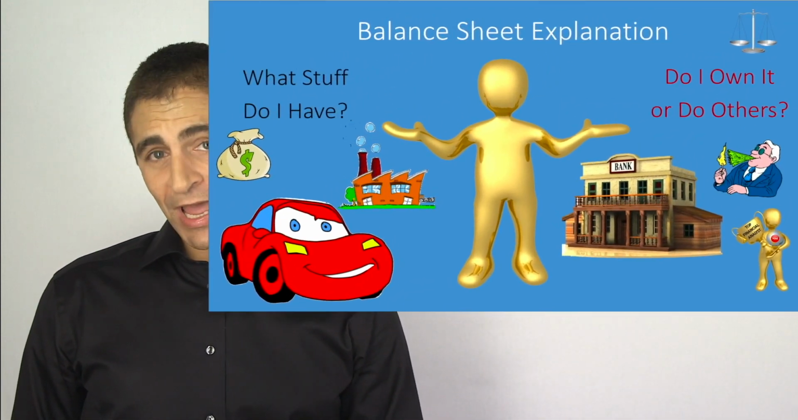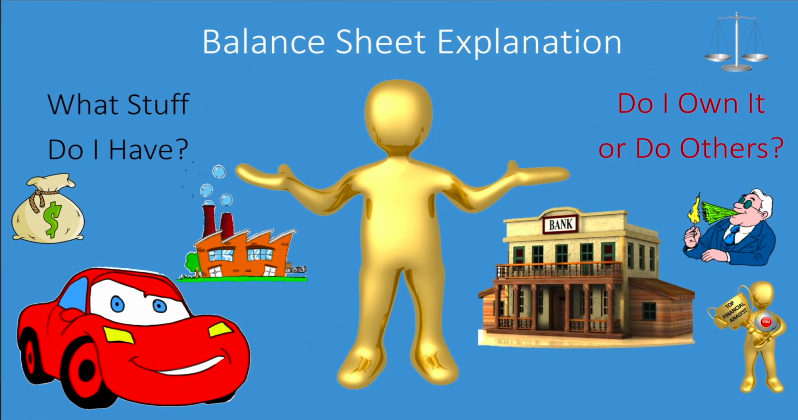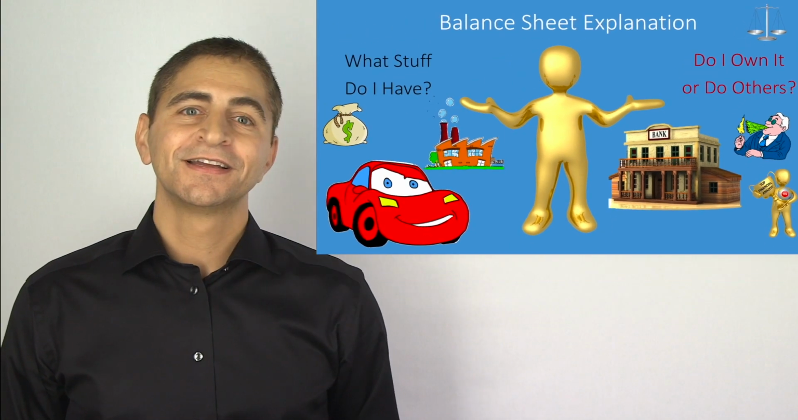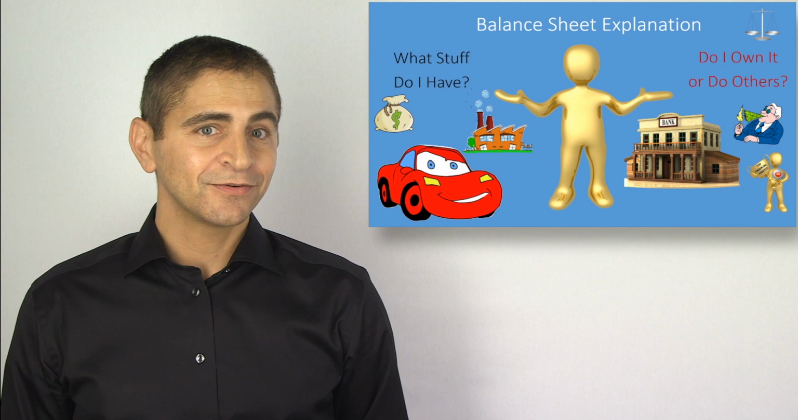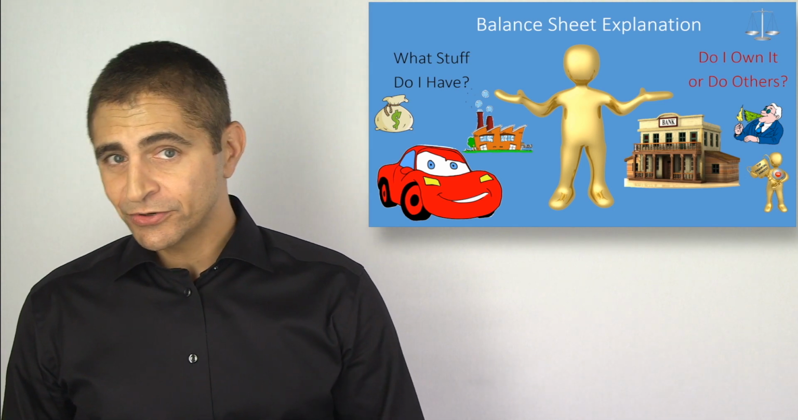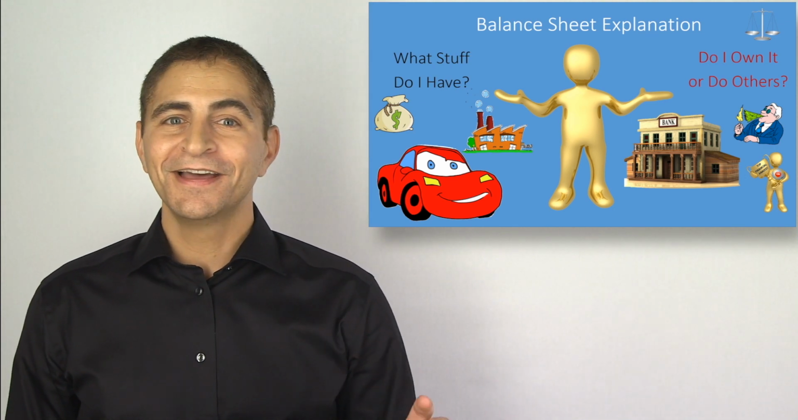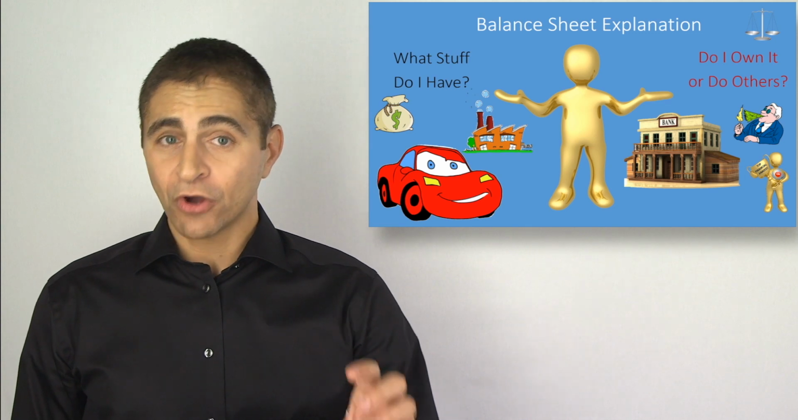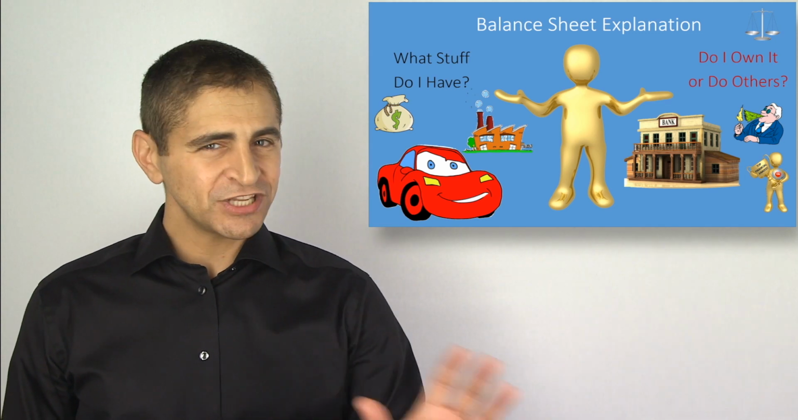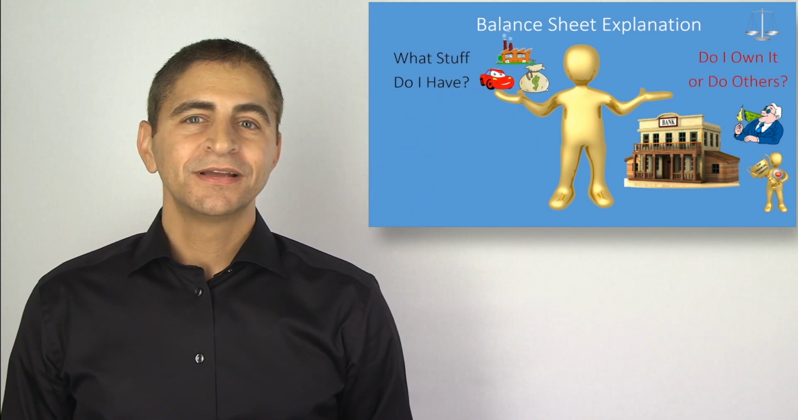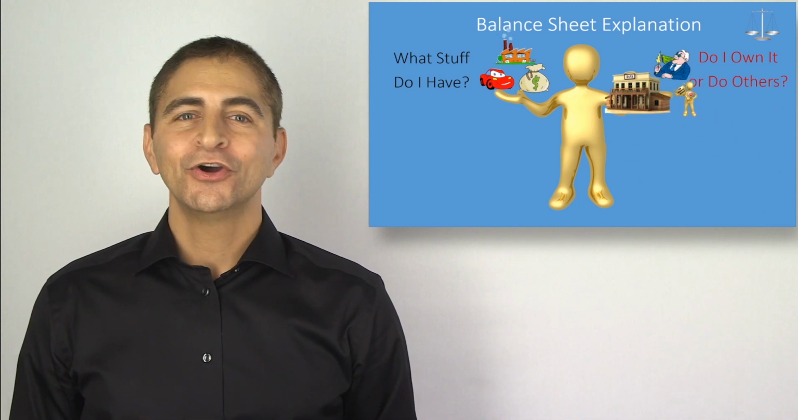So the stuff that you have is money, a factory, and a car. And in terms of who owns that stuff, it's either the bank, right? That rich dude smoking whatever it is he's smoking, and then you, okay? And you're also that gold person there. This will make more sense in a second. All right, so stuff I have, who owns it?